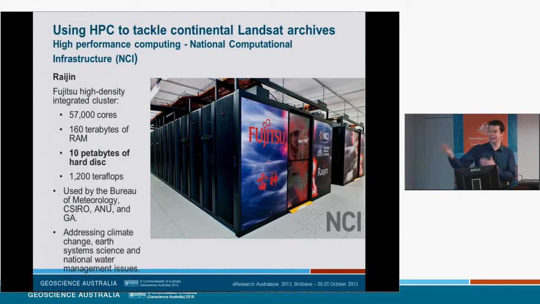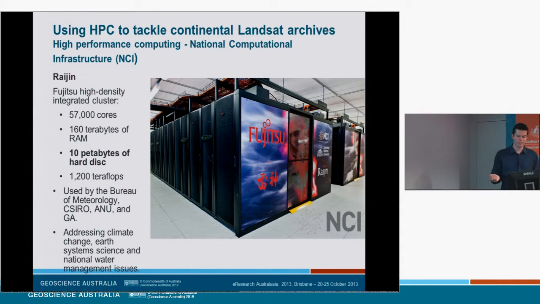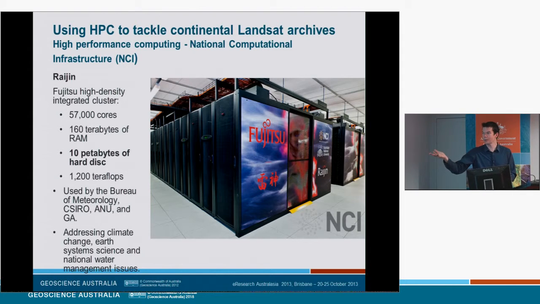So, needless to say, enter the supercomputer. This is the Region supercomputer located over at the National Computing Infrastructure. 57,000 cores, 160 terabytes of RAM, and 10 petabytes of hard disk. And it's used by a range of different agencies. It was this computer that allows us to do the task of sorting 21 trillion pixels in 6 to 7 hours rather than 4 years.